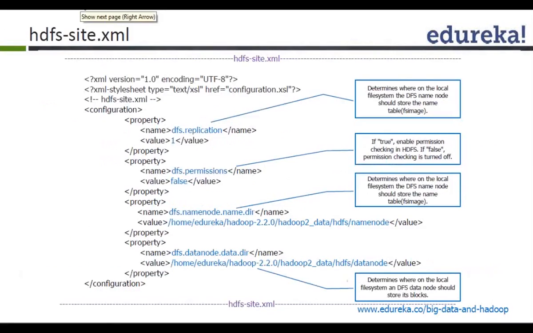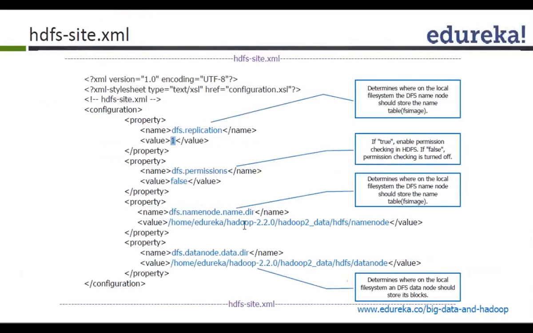Cool. Then what do we do in our hdfs-site.xml? You specify the replication value. The reason I'm setting the replication value as 1 here is that we have a single node cluster. Then you give permissions. If the permission is false, then permission checking is turned off. The NameNode dir will be the location where the FS image is going to be stored.